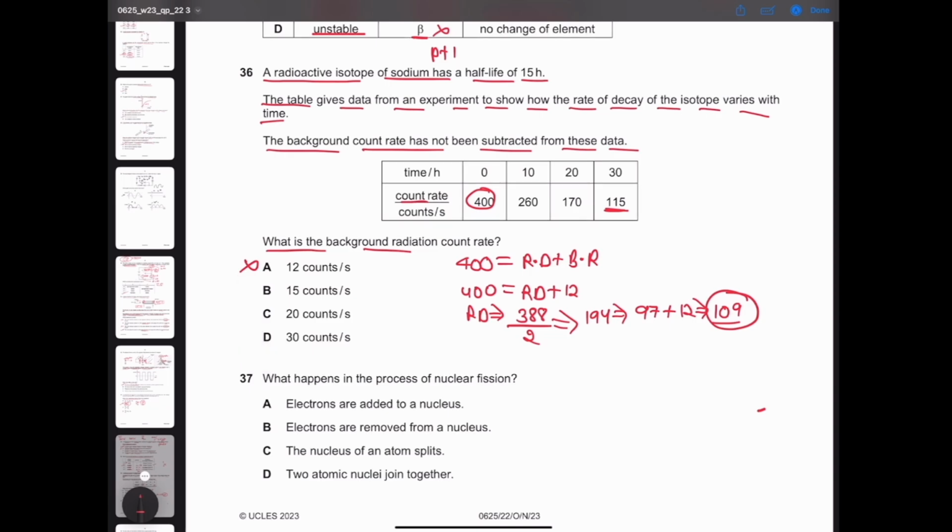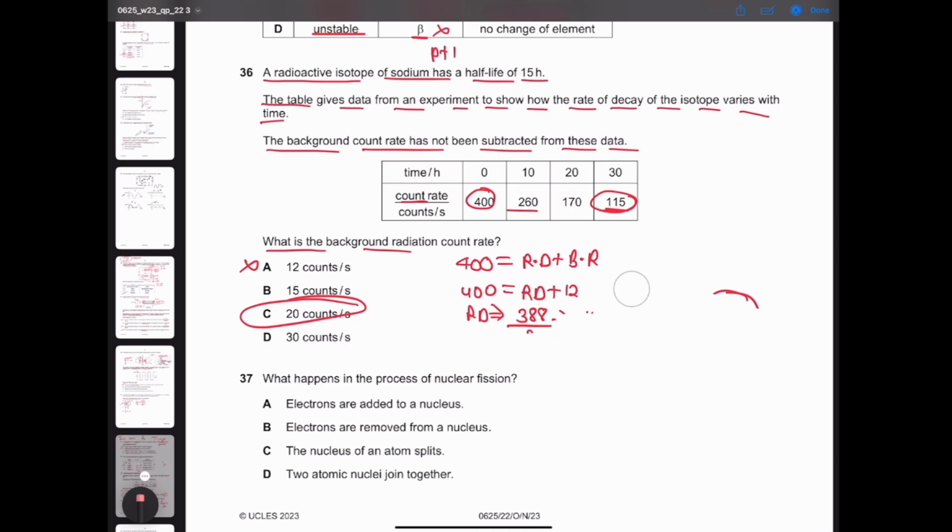Now let's try again. 400 minus 15, which is 385. Now you divide 385 by 2. First half-life, it is 192.5. Then another half-life, divide by 2, it is 96.25. Then you add the background count radiation, which is 15. It is coming out to be 111.25. Is the answer matching? No. It should be 115. Now you must be getting the idea that the answer should be C, and I'll tell you why.